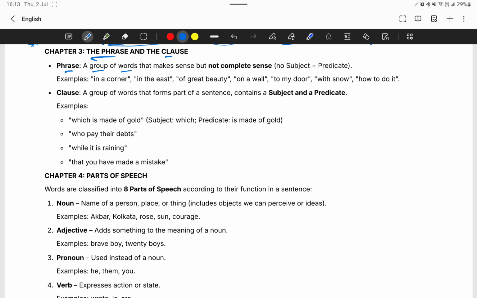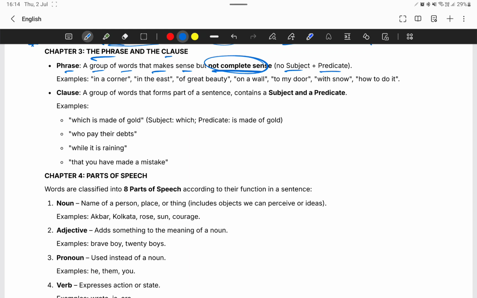A phrase is a group of words that makes sense but not complete sense. It is similar to a sentence, a group of words that makes sense definitely, but not complete sense. A sentence makes complete sense but a phrase does not, though it makes sense. For example, there is no subject plus predicate.